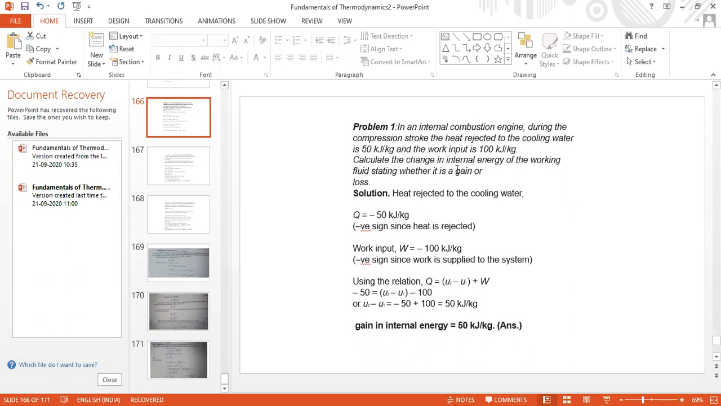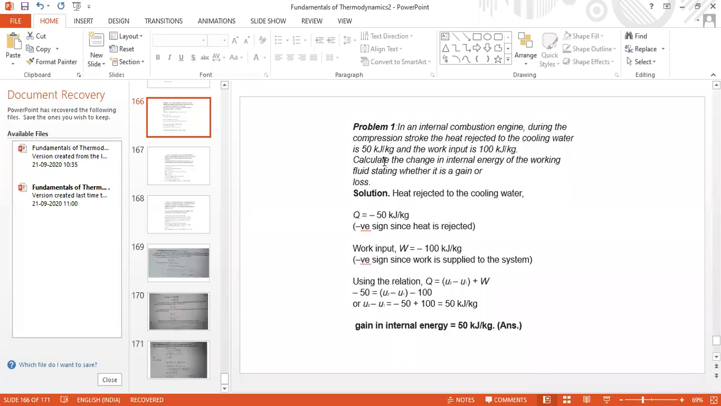Whatever the story is, you ignore it. That is why this problem is taken. You may see terms like internal combustion engine, compression stroke, which may look strange to you, but don't consider all those terms. The required term is heat rejected to the cooling water. How much is it? 50. Because it is rejected, heat rejected is -50.